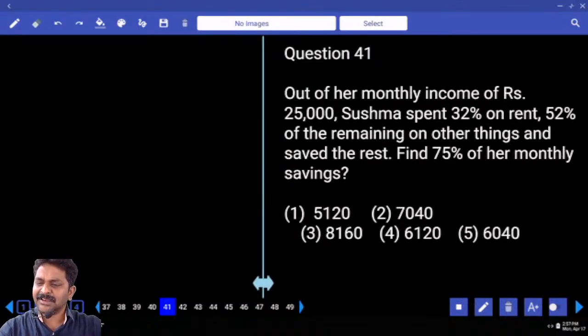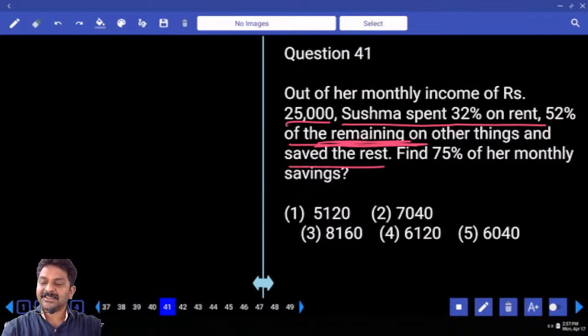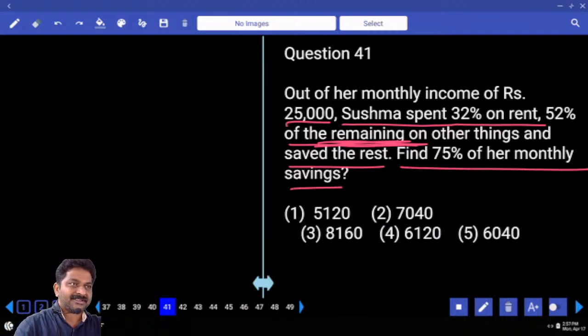Salary, monthly income of 25,000. Sushma spent 32% on rent, 52% of the remaining on other things and saved the rest. Find 75% of her monthly savings. 75% in the sense, can I write it as 3/4? 3/4 of what?